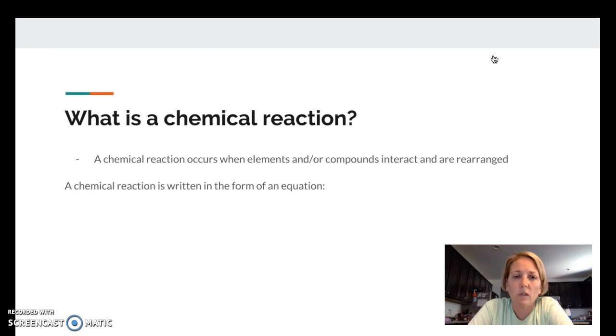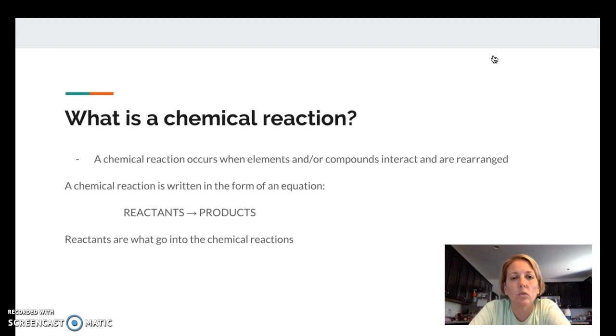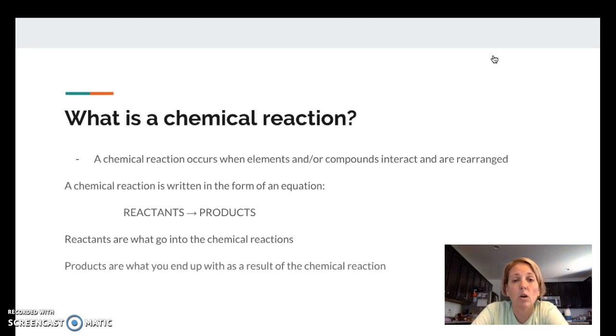There are two parts to this reaction equation. One is the reactants, which are on the left-hand side of the arrow, and then you see the arrow, and then we get the products. The reactants are what go into the chemical reaction. It's kind of like a recipe, all the ingredients that go in. Then you have the arrow, and the products are what happen as a result of the chemical reaction. What do we end up with at the end?